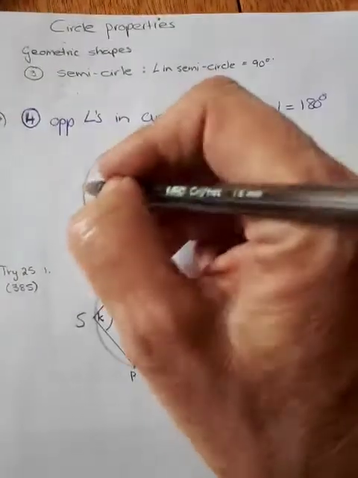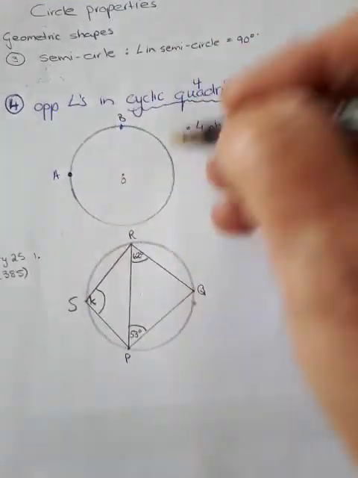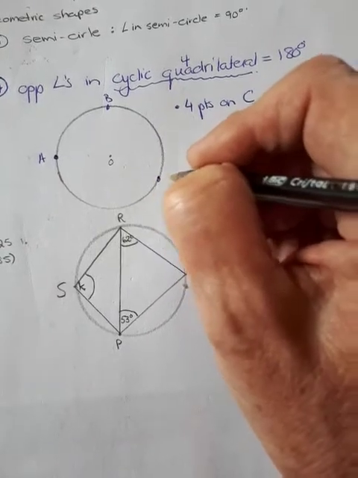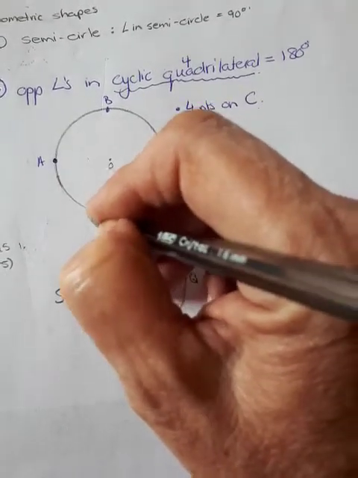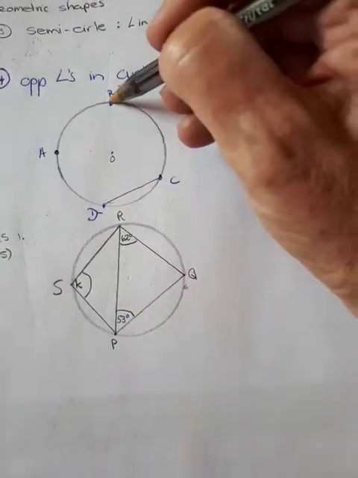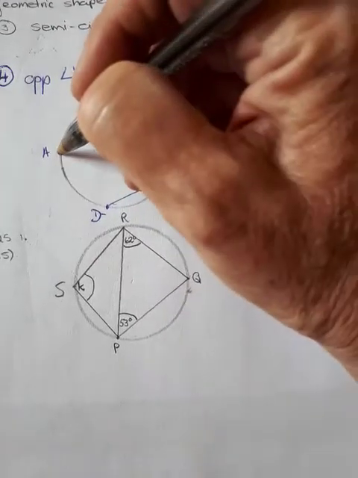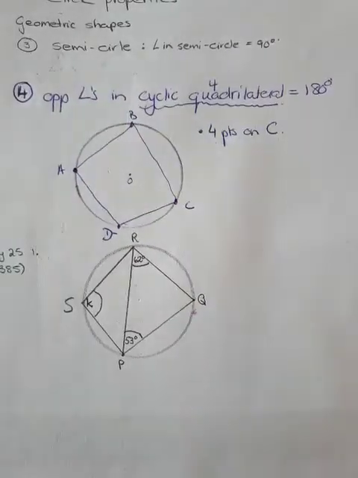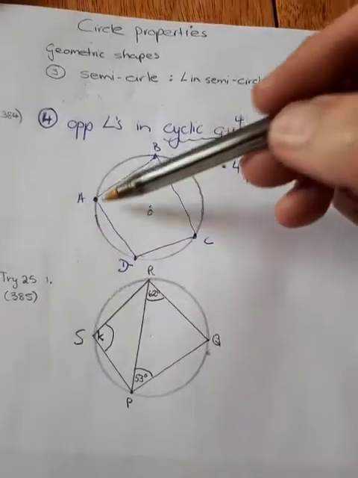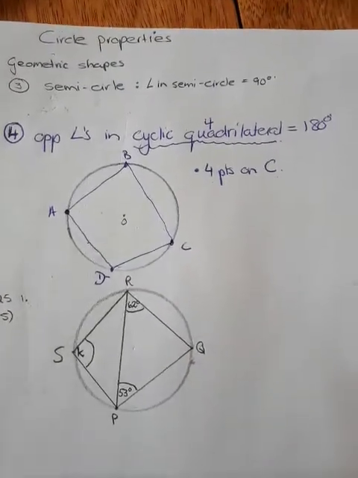So let me just start. Let's say this is A, B, C, and D, and they are joined in a straight line. Sorry for not using a ruler, but I want to just save time. Okay, then A, B, C, D becomes a cyclic quadrilateral.